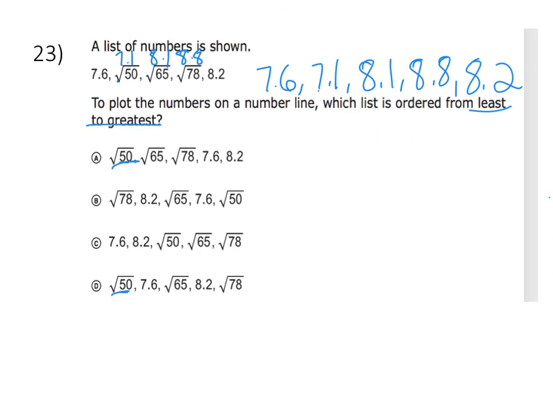So I'm going to mark off B and C. I know that 7.6 is going to come next, so I'm going to look for the answer choice that has 7.6 next. Square root of 65, which is 8.1? No. I'm going to look at D, and it has 7.6, so I know that D is my correct answer. I'm going to go ahead and check my other ones. I know 8.1 will come next because 1 is less than 8.2, and that'll be square root of 65, and then 8.2, and then square root of 78, which is 8.8.